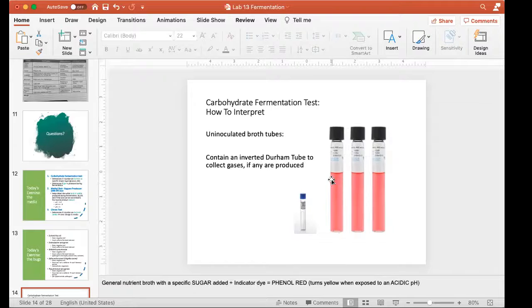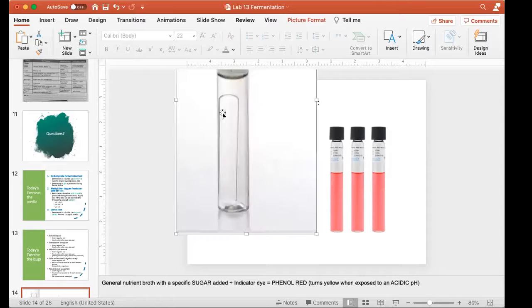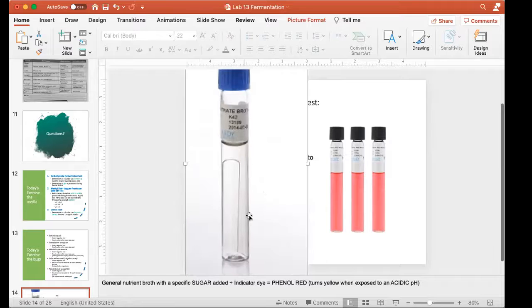And the idea is when we inoculate this broth, if the organism starts fermenting and producing a gas, some of that gas is going to get trapped inside that upside down Durham tube. If I enlarge this picture here, you can see the Durham tube. It's just a little glass tube that you put inside this other glass tube, but you put it upside down.